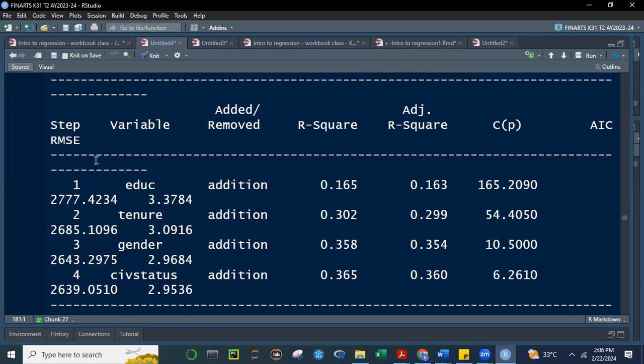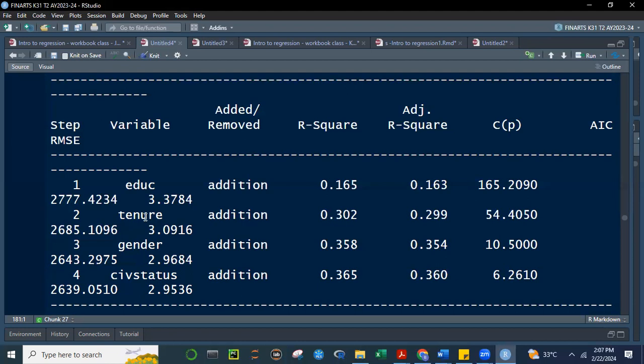Okay, so quickly class, AIC and then Ramsey. So variable added, R squared, adjusted R squared, Mallows CP, AIC, and then Ramsey, root mean square error. So for the first step, ang pinasok niya muna education, inadd niya, no? And ang naging R squared is 0.165, and then adjusted R squared, and then Mallows CP is 165.20, AIC is 297.77, and the Ramsey is 3.37, 3.38.